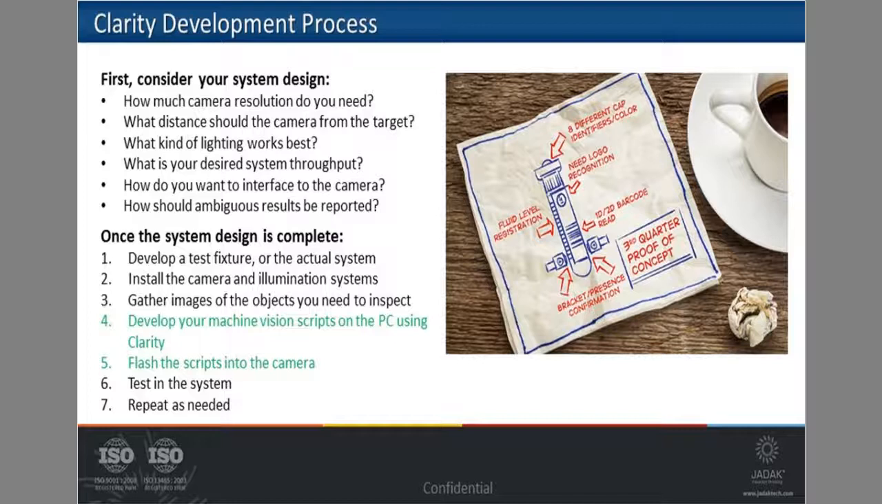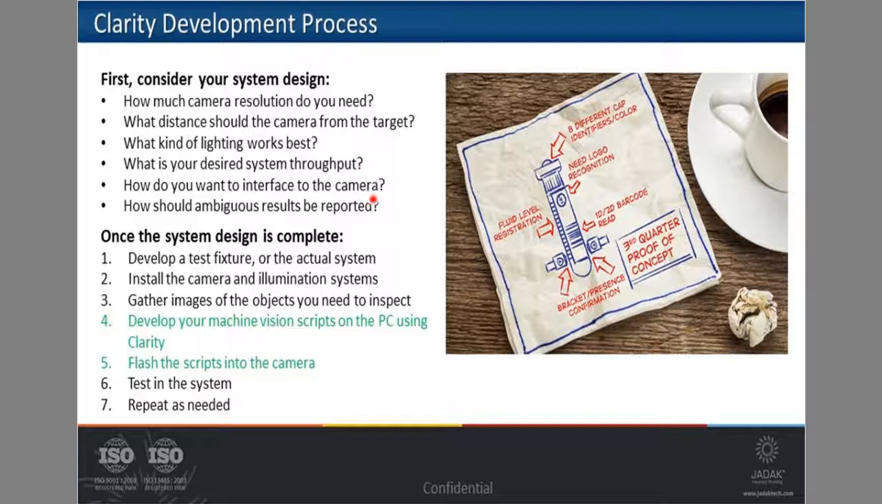I want to talk a little bit about what the development process for a Clarity project looks like. Just like in any kind of engineering project, you have to do your upfront system design first. I always like to characterize it like building a house. If you don't build that good foundation, you're not going to have a good house when you're all done. So you have to do these steps. What kind of camera do you need? What's the distance from the camera to the target? Design your lighting. What's your system throughput needed?